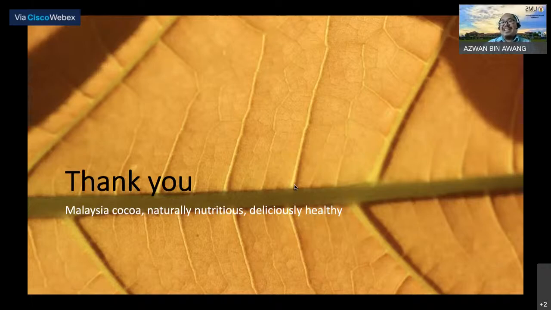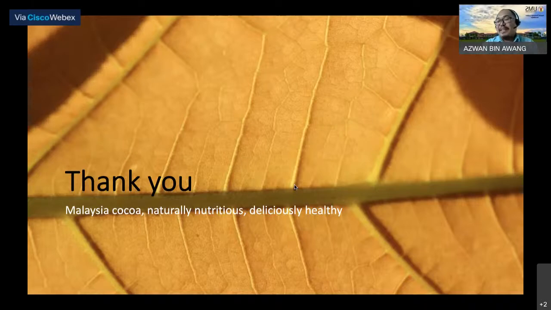Or, if you live in KK, you can go to the Cocoa Biotechnology Research Centre in Spanggar. They have a cocoa farm there. So you can go and visit.